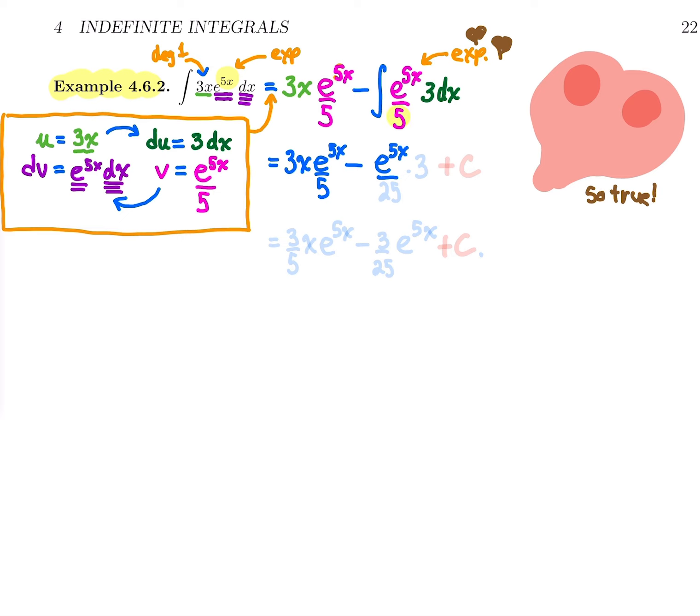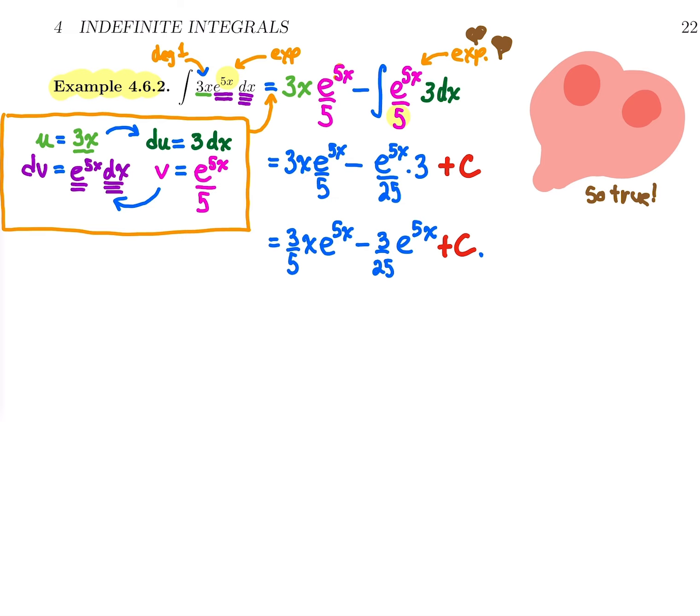So by dividing by 5, these two 5's will multiply each other. 5 times 5 is 25, times 3, plus c. If you are rewriting this cleanly, you don't have to, but normally you write the coefficient first. So the 3 and the 5 would be together: x e to the 5x minus 3 over 25 e to the 5x plus c. And that's your final answer.